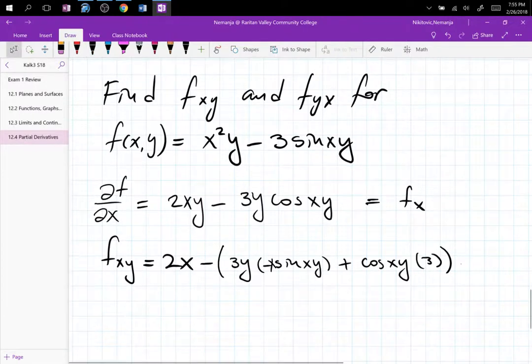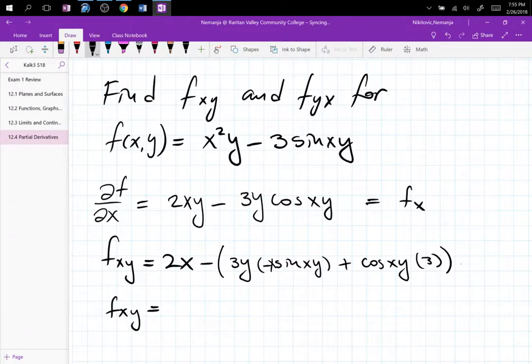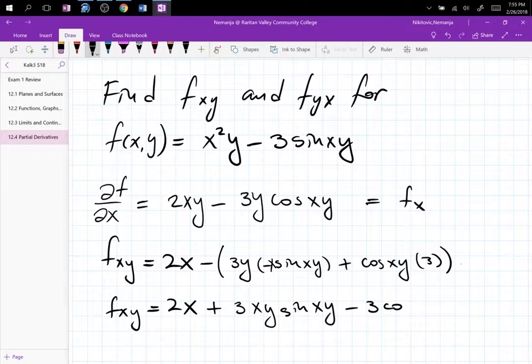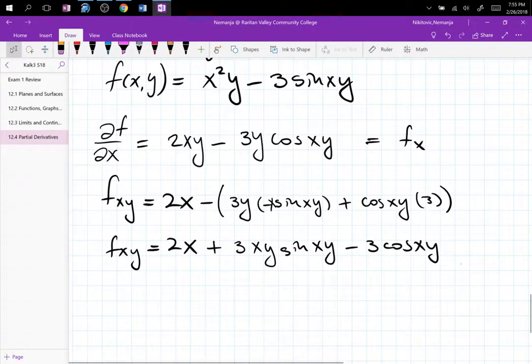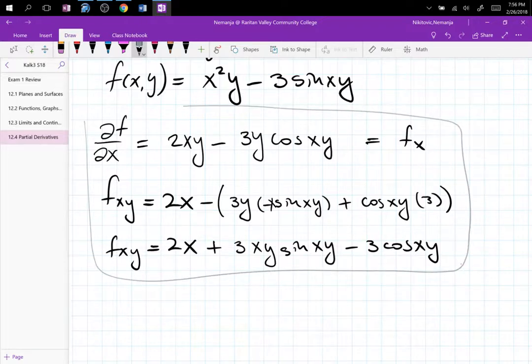There we go. So what's fxy? It's 2x plus 3xy sine xy minus 3 cosine xy. And when I do this the other way, it better be the same answer. So this is the first. Maybe I can box it with a pencil.